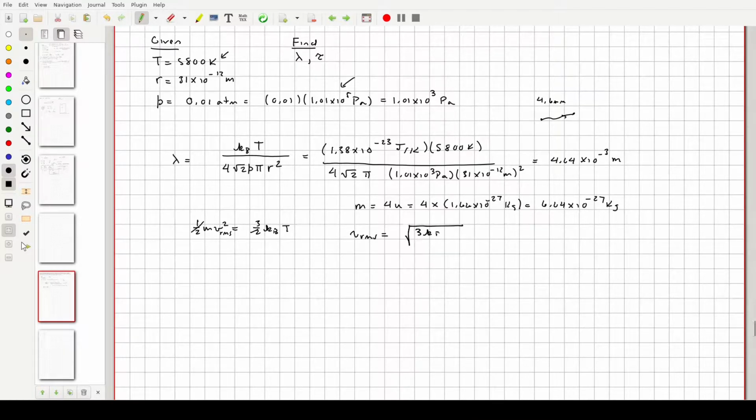3 k_B T divided by m, or 3 times 1.38 times 10 to the minus 23rd joules per Kelvin times 5,800 Kelvin divided by 6.64 times 10 to the minus 27th kilograms.